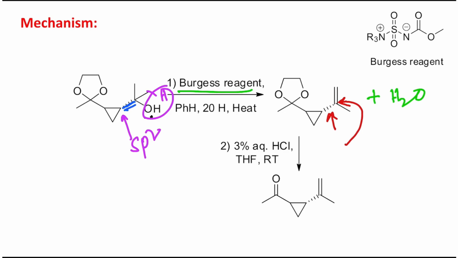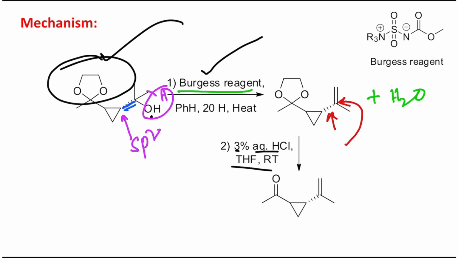Because this three-membered ring migrates, the ring strain is expected to be released a little bit, but that didn't happen. Now the next step is 3% aqueous HCl, THF, room temperature, so this is actually nothing but ketal hydrolysis. By the way, I have already discussed a dedicated lecture on Burgess reagent and ketal. I shall provide the link in the description box.